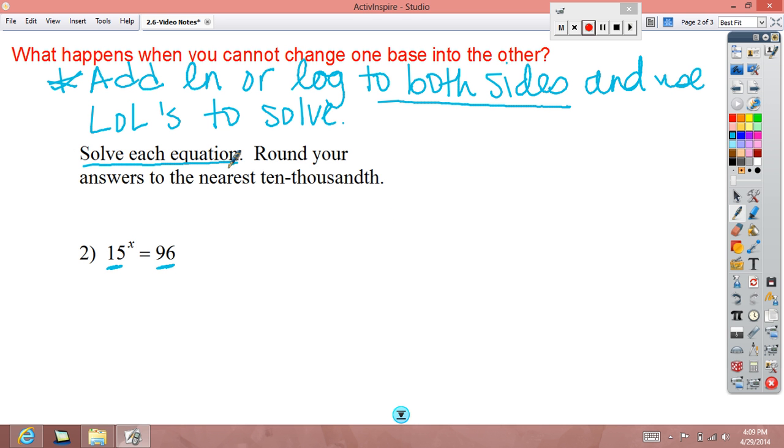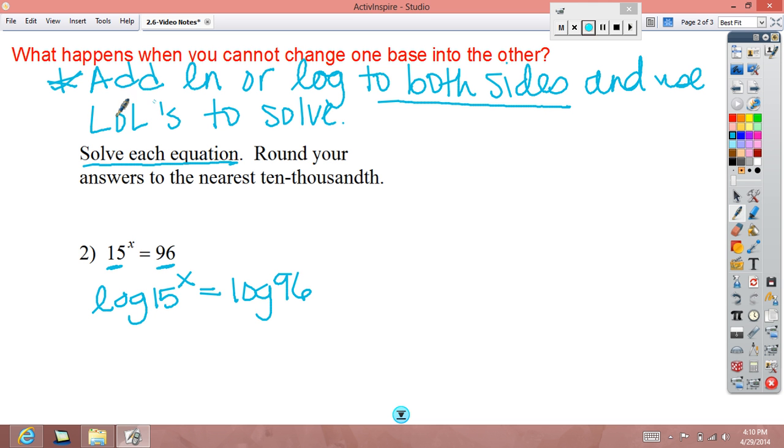Same idea as the last one, except here I can't change this base into the other. And so what I have to do is either use log or ln. It doesn't matter which one you use. My guess is most of you are going to use log, but I'm going to show you one where you have to use ln. But, so I have log here. I'm going to add it to both sides. So I have log of 15 to the x power equals log of 96. And again, I could have used ln. But since I added this to both sides, that's okay, right? The equation's still equal because I added the same thing to both sides.